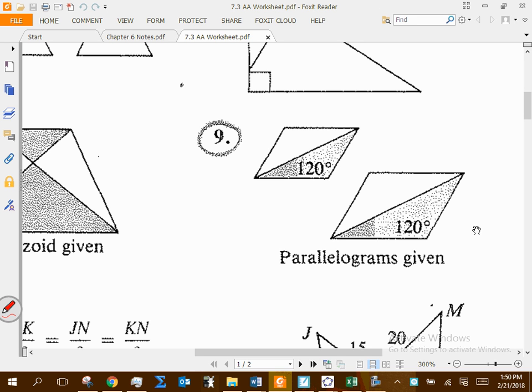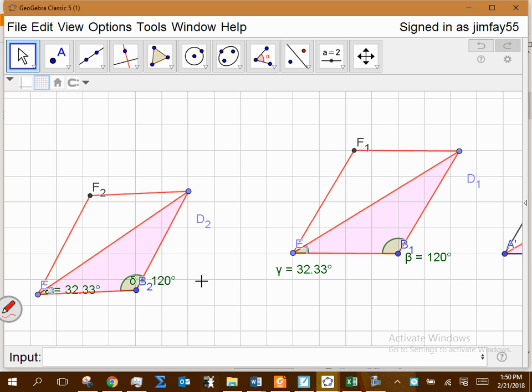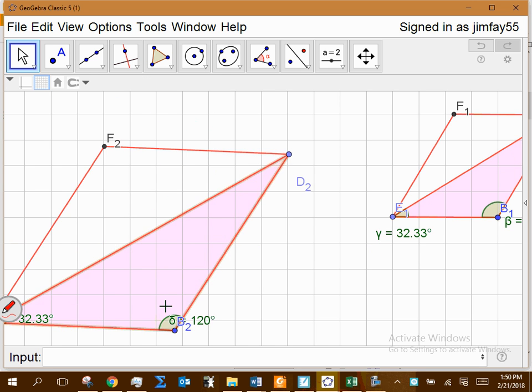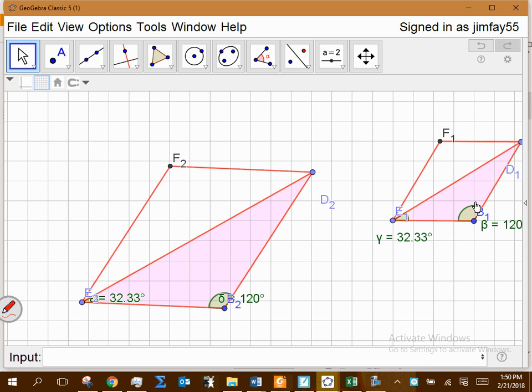Let me show you what can happen here. I just created that picture with just some known values in GeoGebra. And right now, I believe these two were congruent shapes. But let me just kind of enlarge this one. Do they both have a 120-degree angle? Yes. Do they both have a 32.33-degree angle? Yes. So are those triangles for this parallelogram similar? Yes. So we have a situation where they're similar.